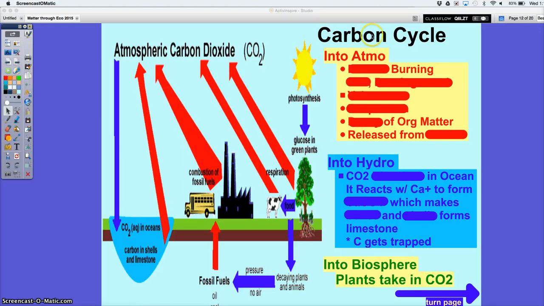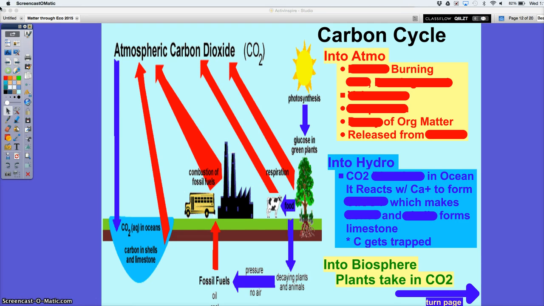Carbon. We're going to start with how carbon gets emitted into the atmosphere, and it's going to be mainly as CO2. Phosphorus is mainly as phosphate. Sulfur is mainly as sulfate. Carbon is mainly as carbon dioxide, except when it's in the hydrosphere, and we'll talk about that in a minute.